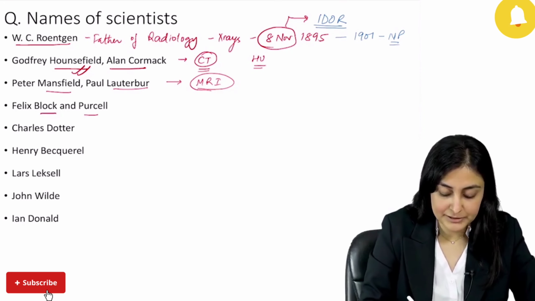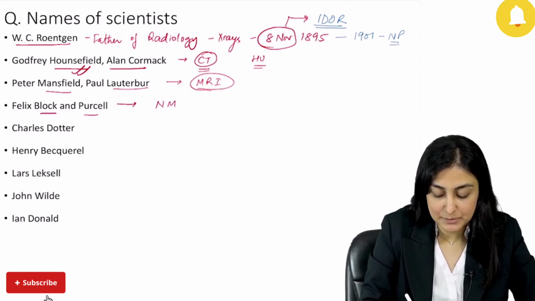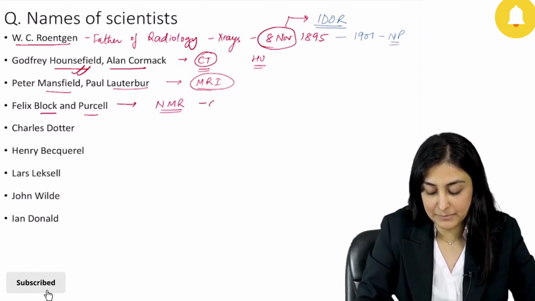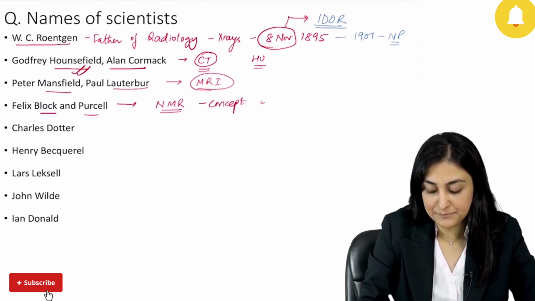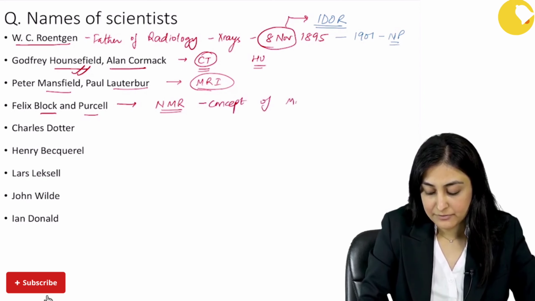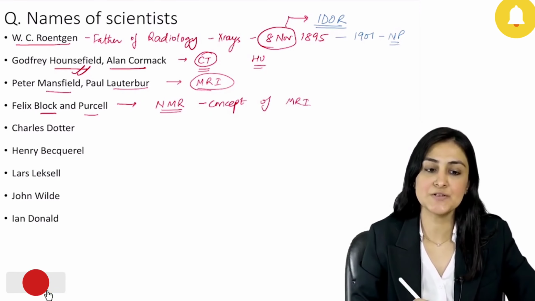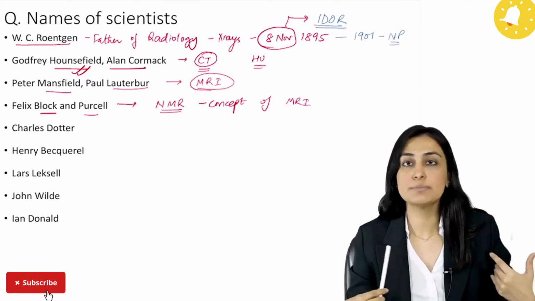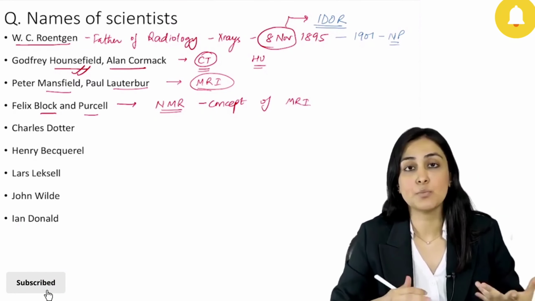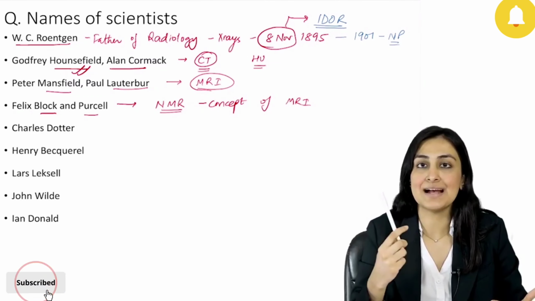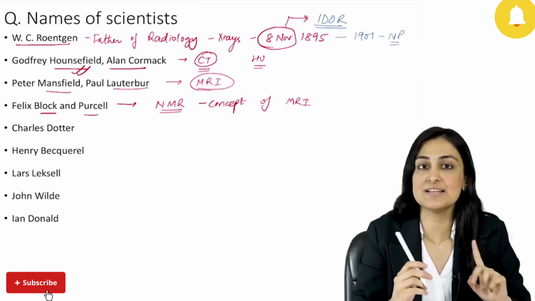Bloch and Purcell are the people who discovered the concept behind MRI, which is called NMR, nuclear magnetic resonance. This concept is based on the fact that all the protons in our body are spinning on their axis. They're constantly spinning.